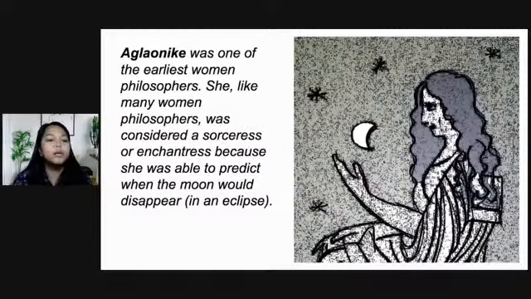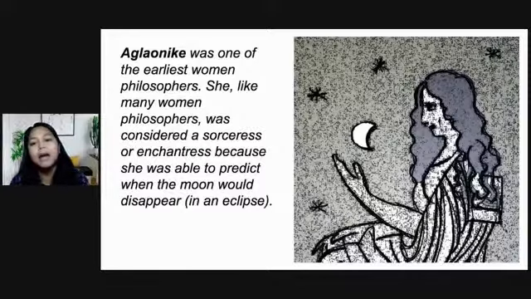She, like many women philosophers, was considered a sorceress or enchantress because she was able to predict when the moon would disappear. And this is what we call an eclipse. So dati may discrimination, no? So ayaw nila yung mga babae ay nakikipilosopo din, nakikibahagi din ng kanilang kaalaman, no?